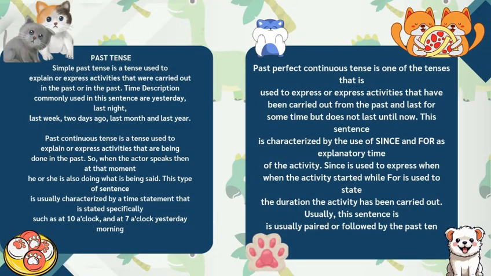Simple past tense is a tense used to explain or express activities that were carried out in the past. Time descriptions commonly used in these sentences are yesterday, last night, last week, 2 days ago, last month, and last year.